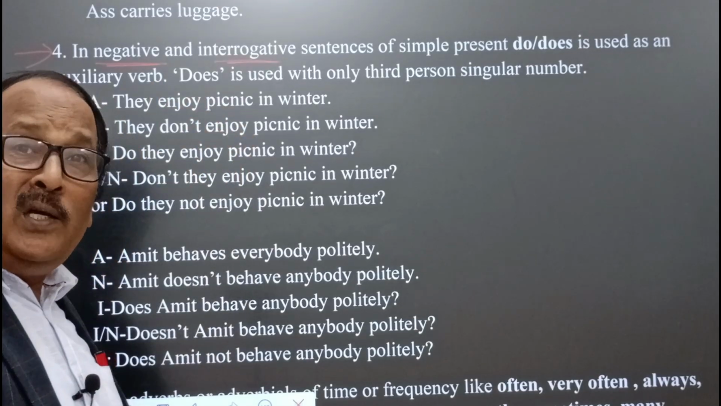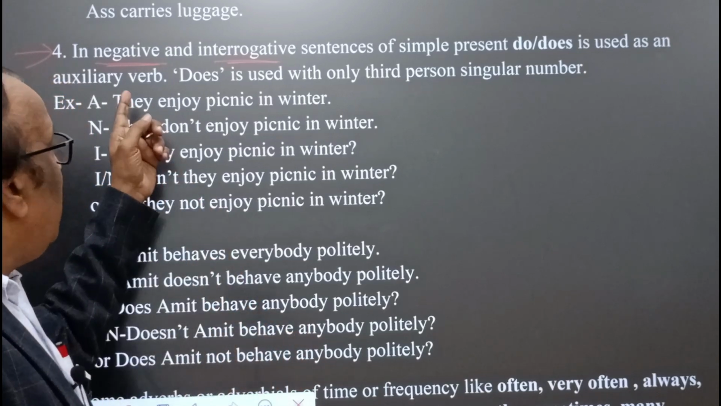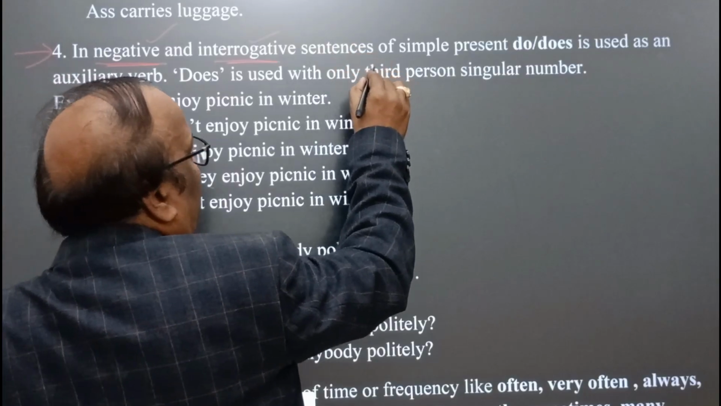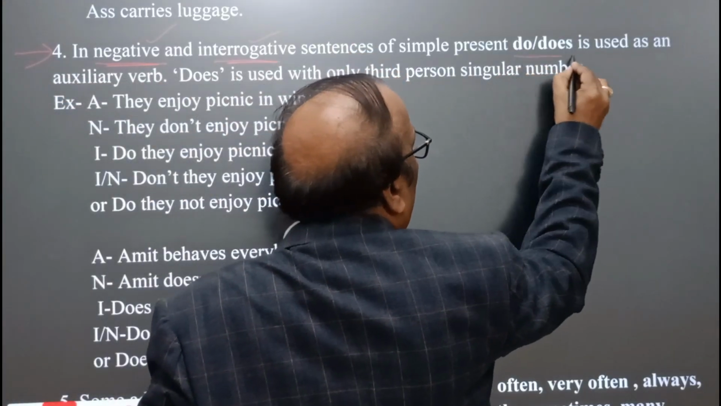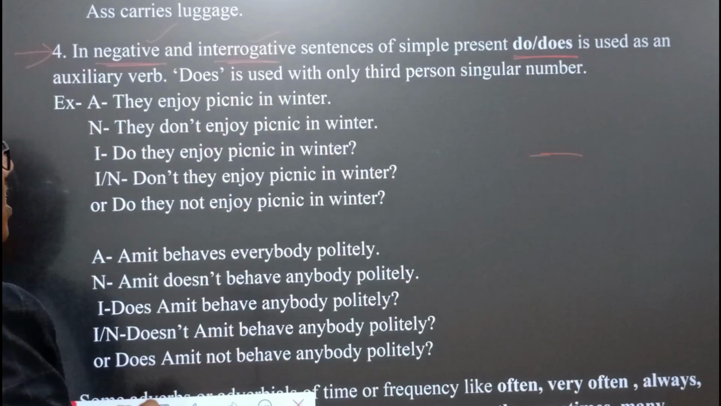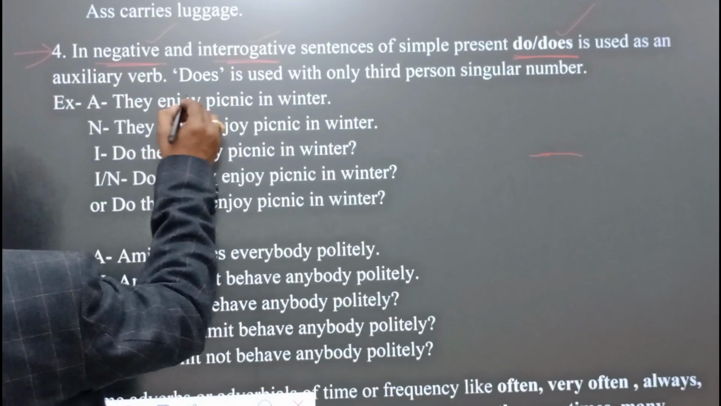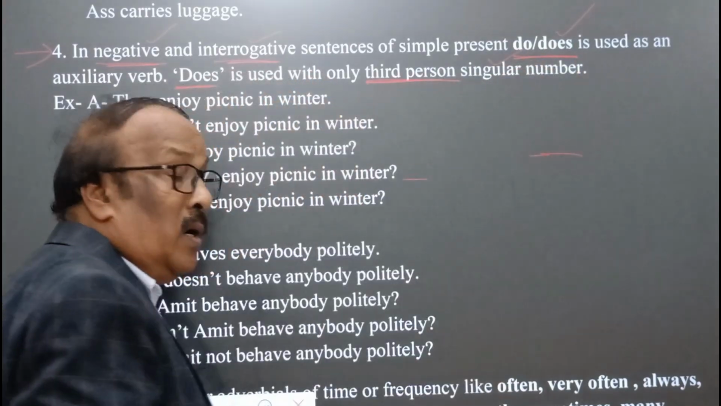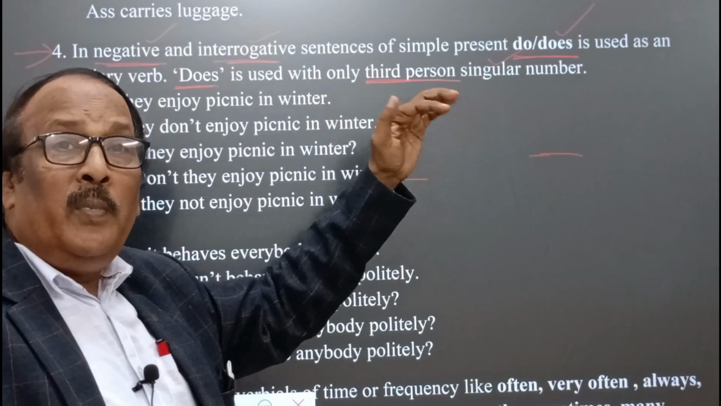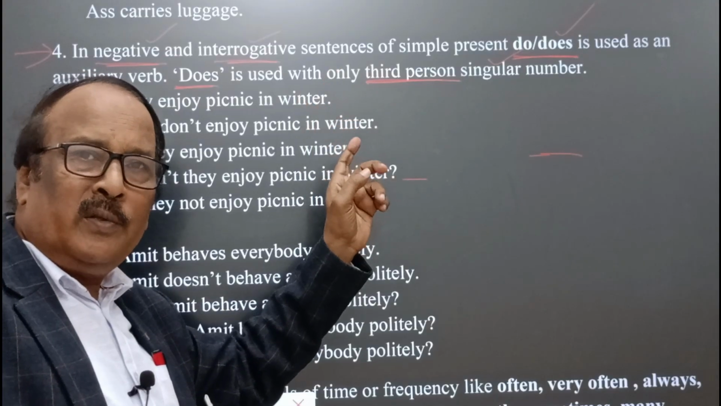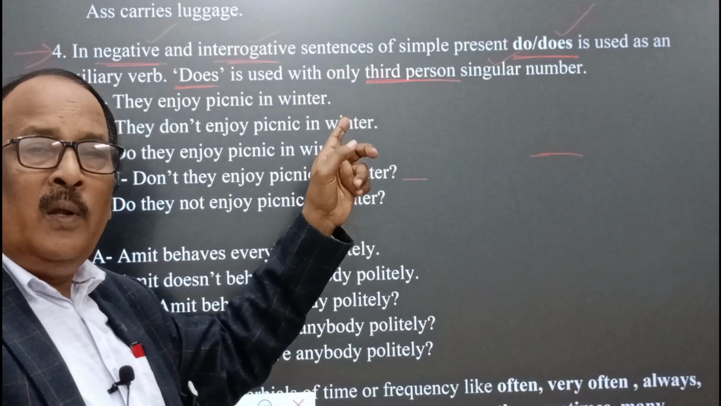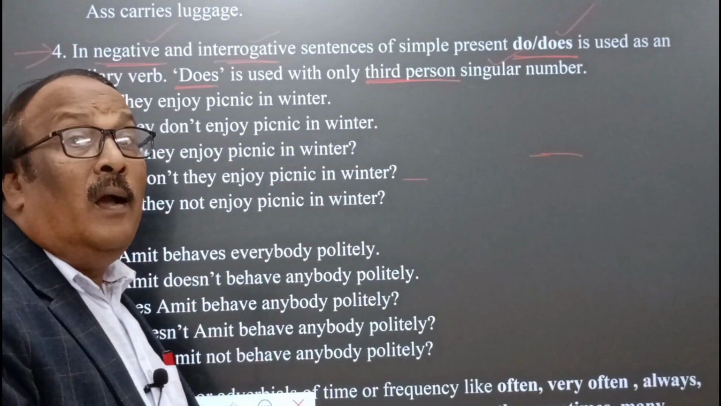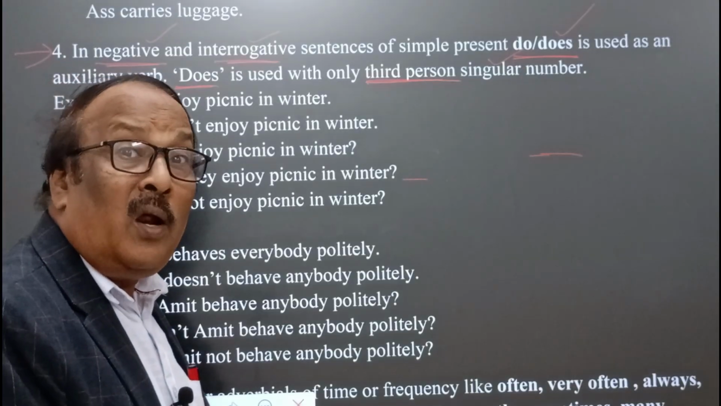Point 4. Many students commit mistakes in this connection. Therefore, this point should be carefully remembered. In the case of negative and interrogative sentences of simple present, do or does is used as an auxiliary verb. Auxiliary verb does is used with only third person singular number. In other cases, we use do, but only in the case of a third person subject, in the third person singular number, definitely we use does and omit or drop suffix s or es or ies.